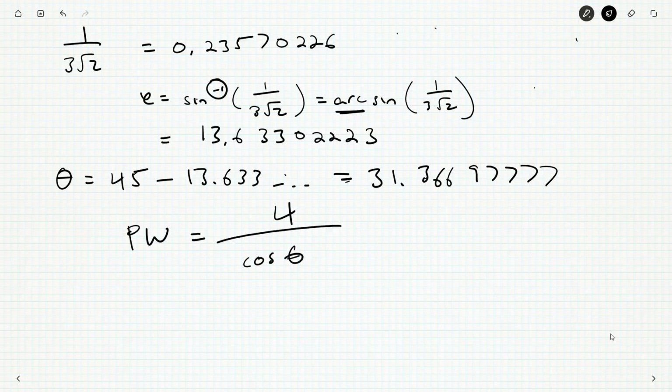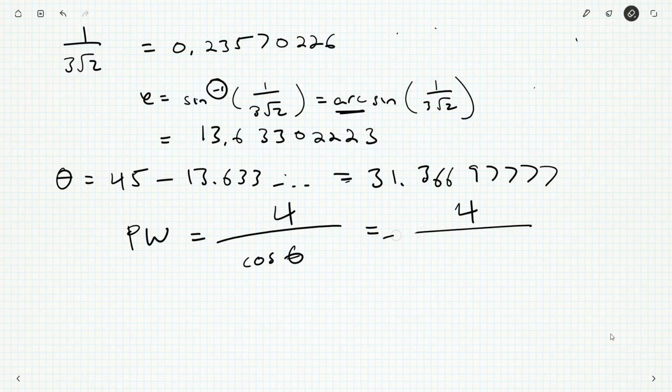Always read your questions carefully. Well, no, I guess I did read the question carefully. I just absolutely flubbed the diagram right there. Started solving for the wrong thing. Okay, so 4 divided by the cosine of 31.3669777. A much better answer.